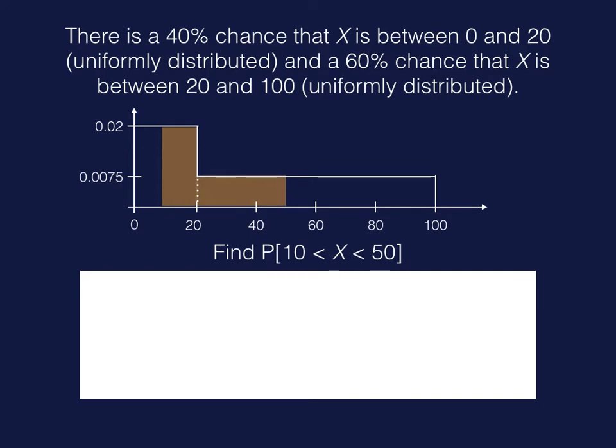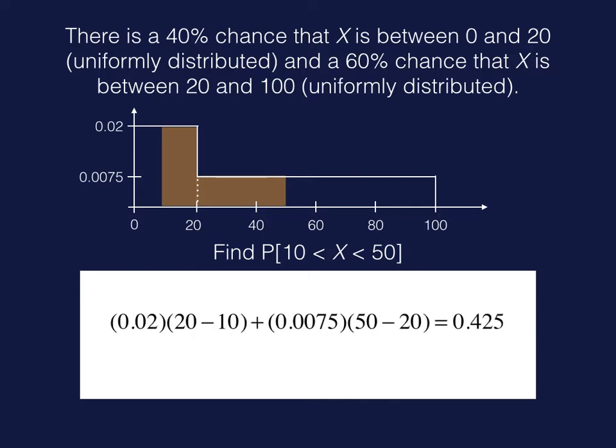Okay, so let's actually do something with this. The probability that x is bigger than 10 but less than 50 is the area that I've shown there. I'm just going to break it down into two problems. There's two rectangles there, so I'm going to do them separately and add the two areas up. You should get an area of 0.425, and that's the probability.